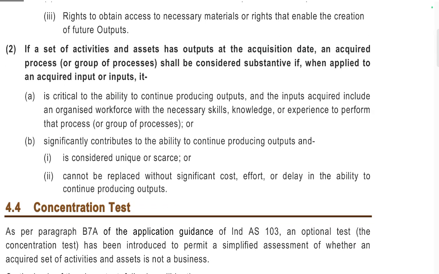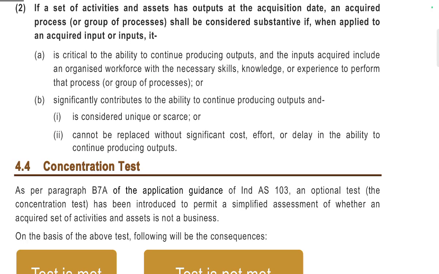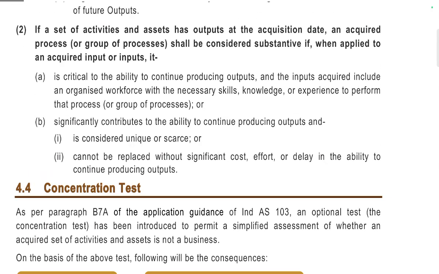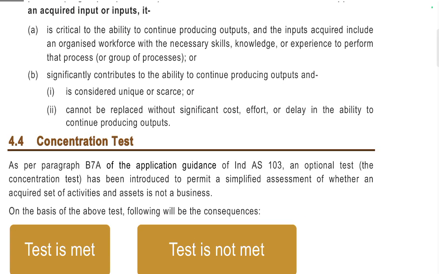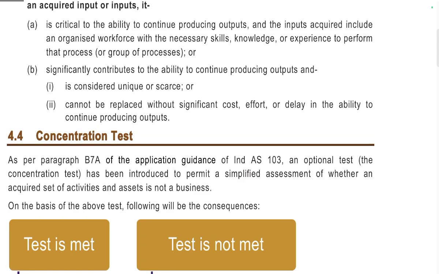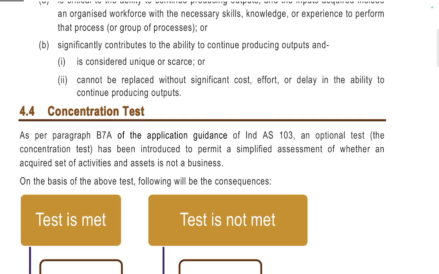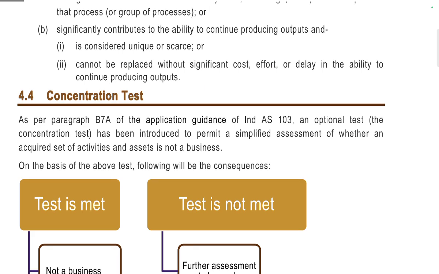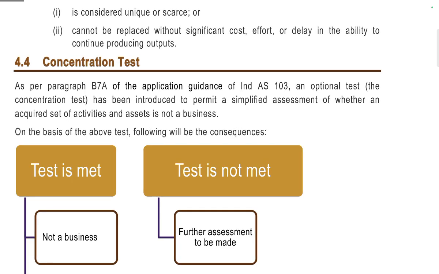The acquisition process shall be considered subsequently when applied to acquire input and output. It is crucial to the ability to continue producing output from the inputs acquired, including the organized workforce with the necessary skills, knowledge and experience to perform the process or group of processes. This significantly contributes to the ability to continue producing output and is considered unique, as it cannot be replaced without significant cost, effort or delay in the ability to continue producing output.